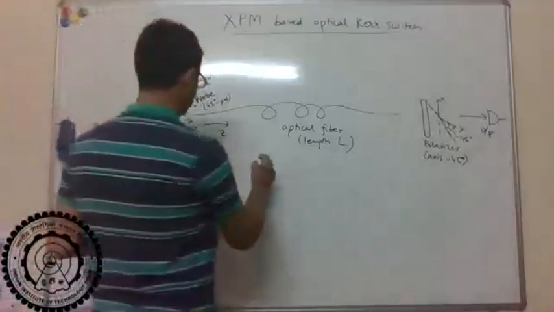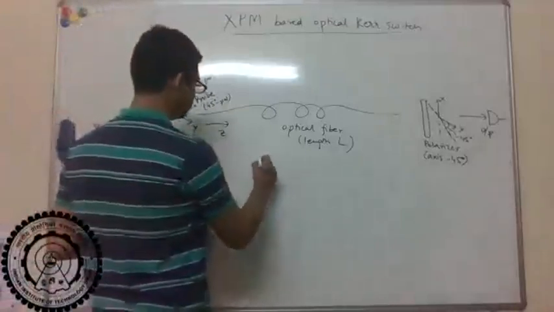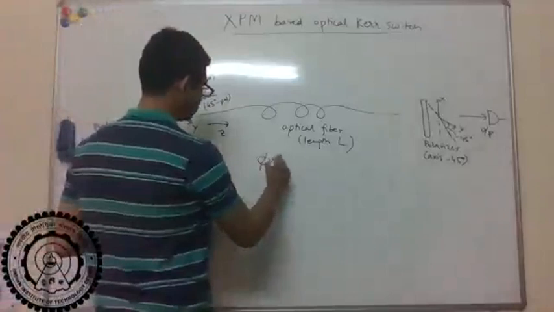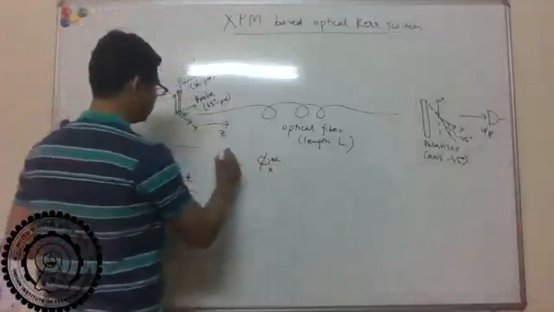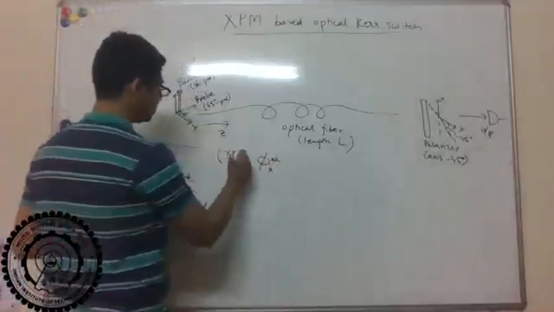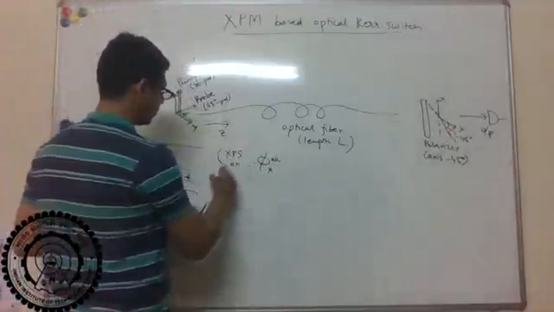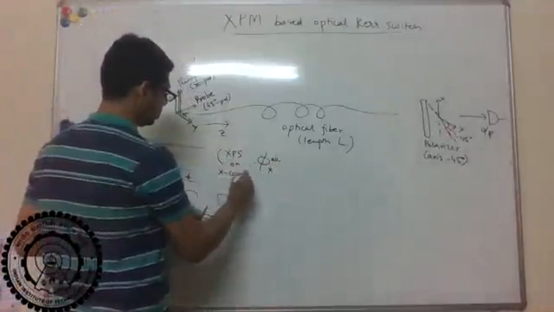So for example, if I look at the X component, this is the cross phase shift on the X component of the probe.